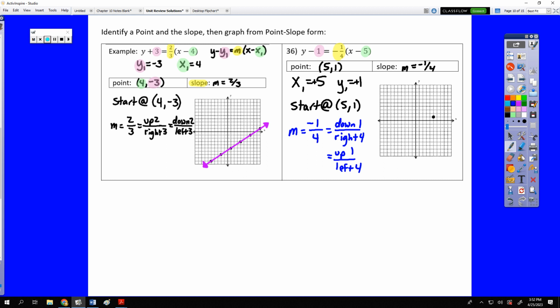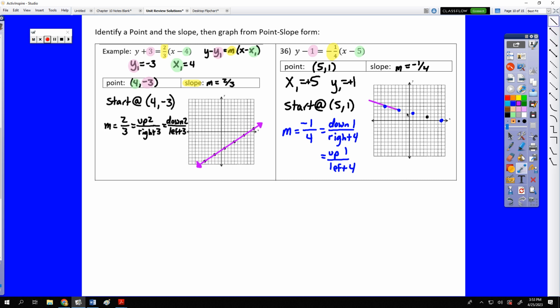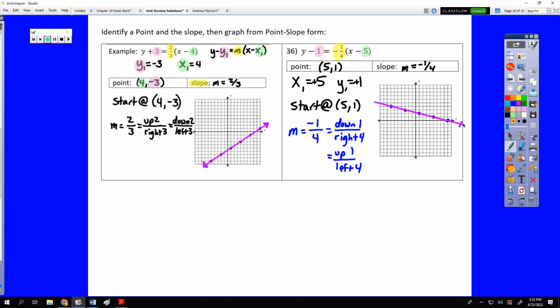So we go to our starting point at (5, 1). We go down 1 unit and right 4, and there's another point on the line. We could also go up 1 and left 4, which would give us another point on the line, and another point, until we're off the edge of the graph. Then we simply take our straight edge and draw our line through all of the points that we found, giving us our line right there. Okay? We've got 4 examples to go in this video, so on to the next one.